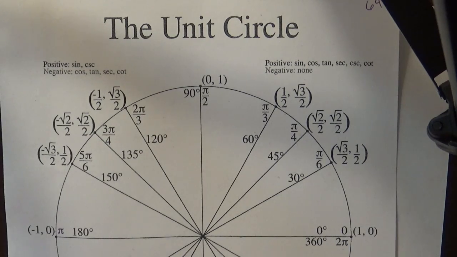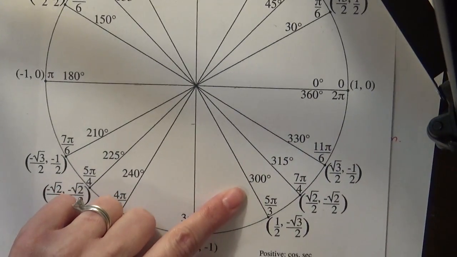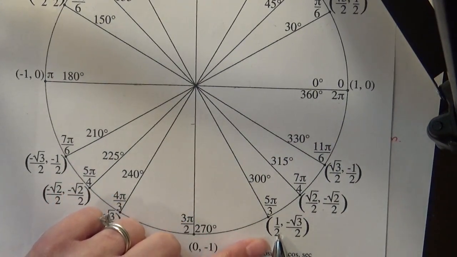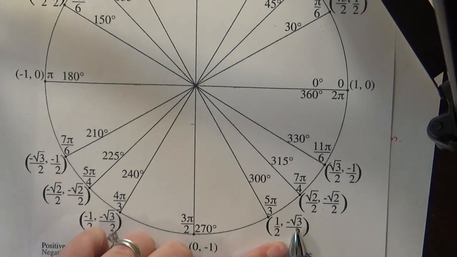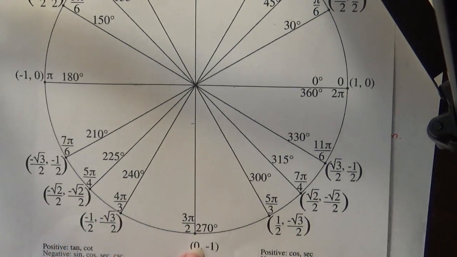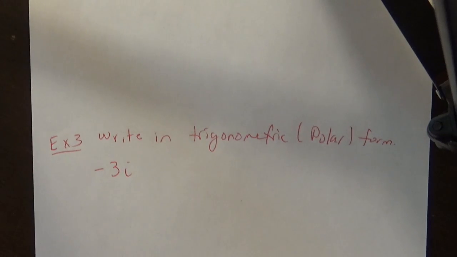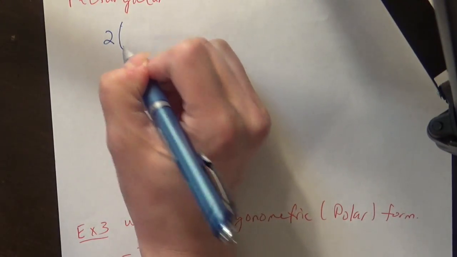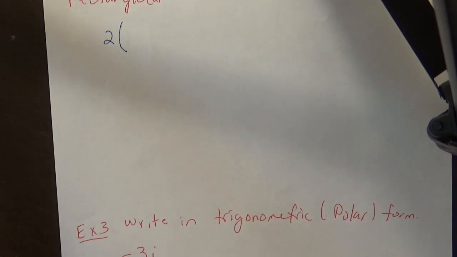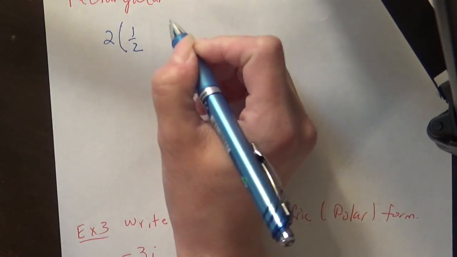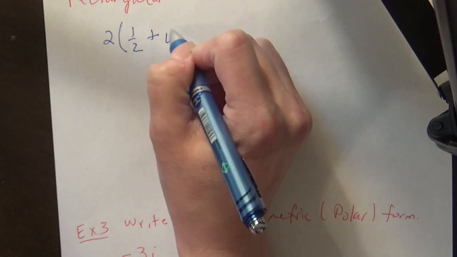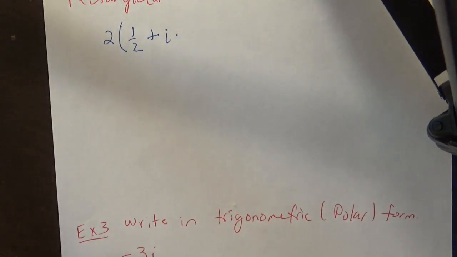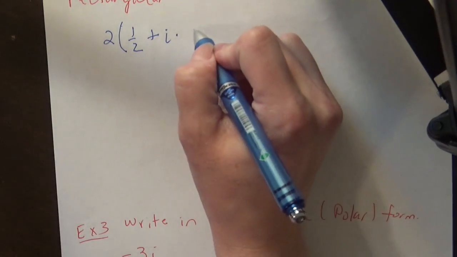And here we are. Here's 300 degrees here. Alright, cosine I can see is 1/2, and sine is negative square root 3 over 2. So I'm going to make those substitutions. So that gives me 2 times cosine of 300 is 1/2, and I times sine of 300 is negative square root 3 over 2.